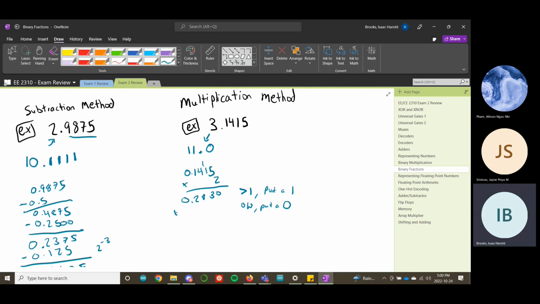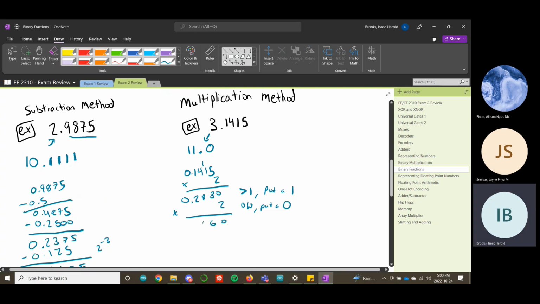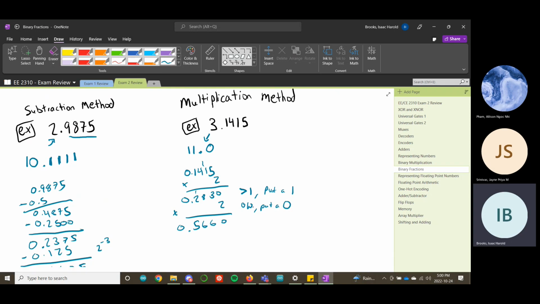We multiply this number by 2. This is less than 1. So we put a 0 for the 0.25 case. Multiply by 2 again.